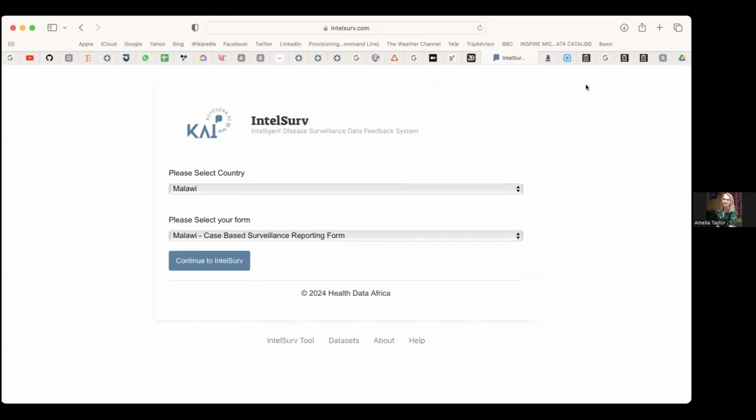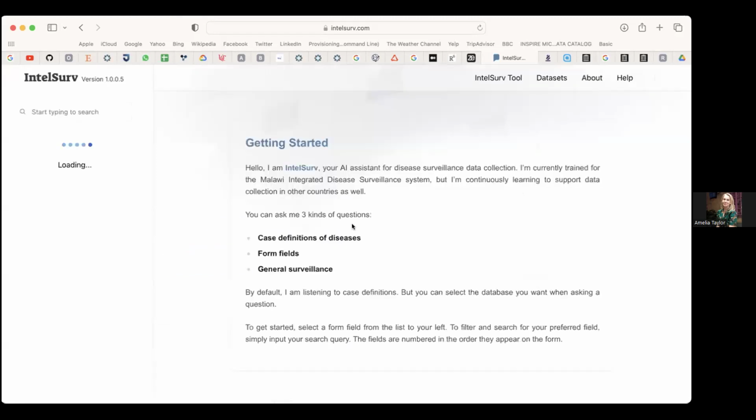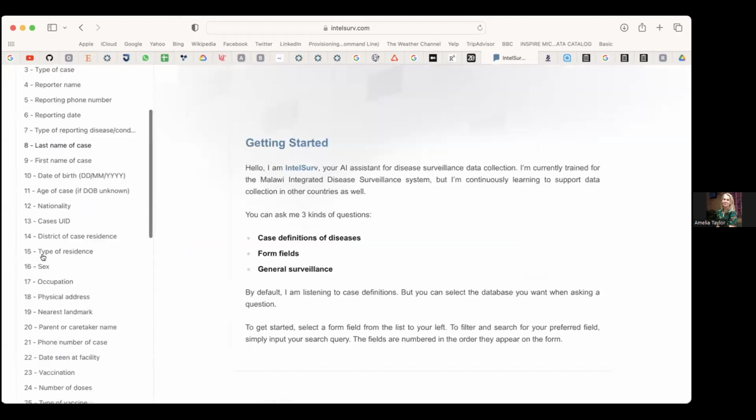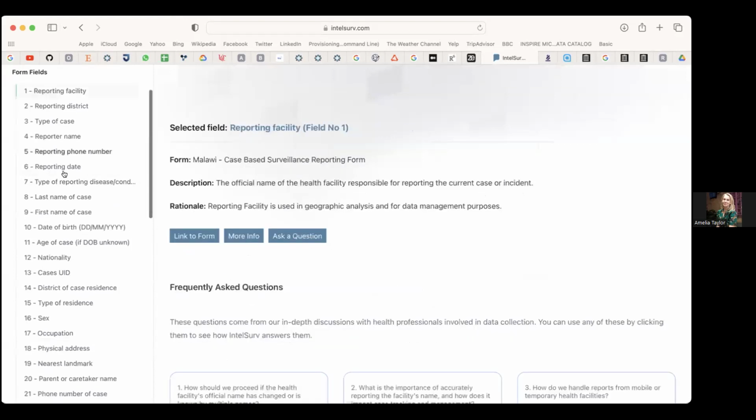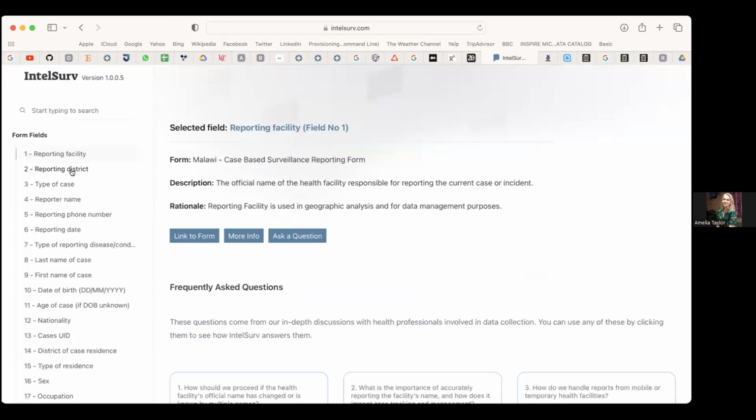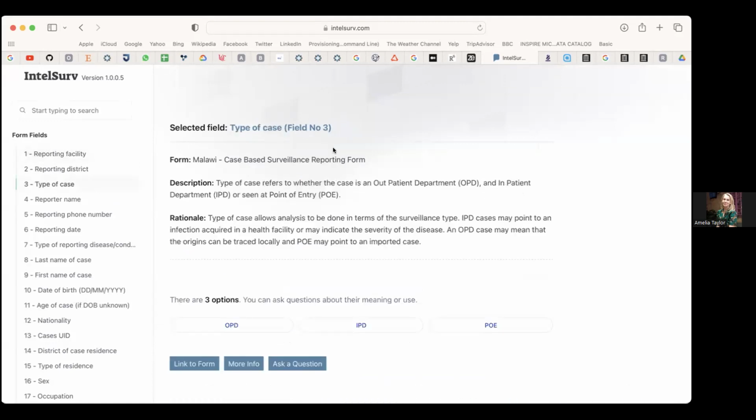And at the moment, we only look at Malawi, but we wanted to extend this to other types of disease surveillance in other countries. So the interface is fairly simple. And we have on the right all the fields of the form. So we have the fields that the form has available for completion, things like reporting facility, reporting district, the type of the case. And we also have some information about these fields.